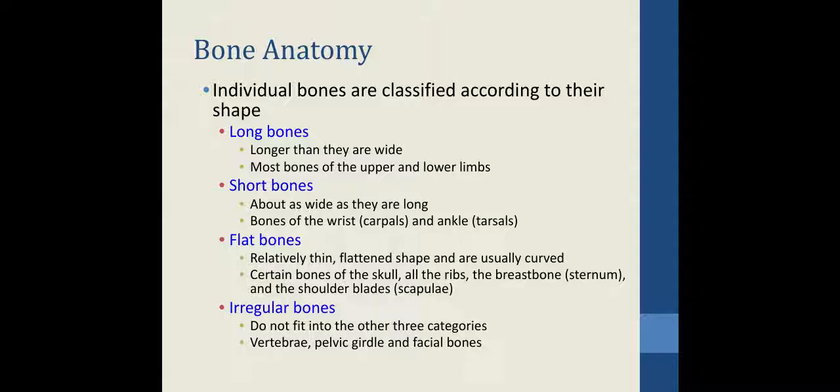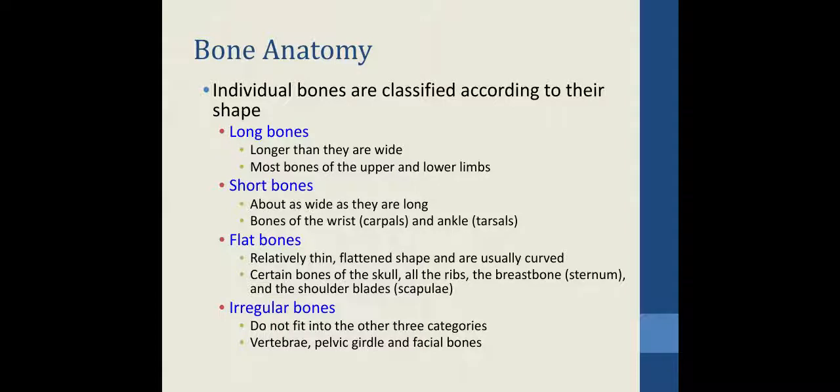So we can have long bones. Very simple. They are longer than they are wide. Think of most of the bones that you find in your arms and your legs. Then we've got short bones, which are about as wide as they are long. So they are sort of cube shaped, or brick shaped, in that they are as wide as they are long. Those are the bones that you find in your wrists and your ankles. We call them your carpals and your tarsals.